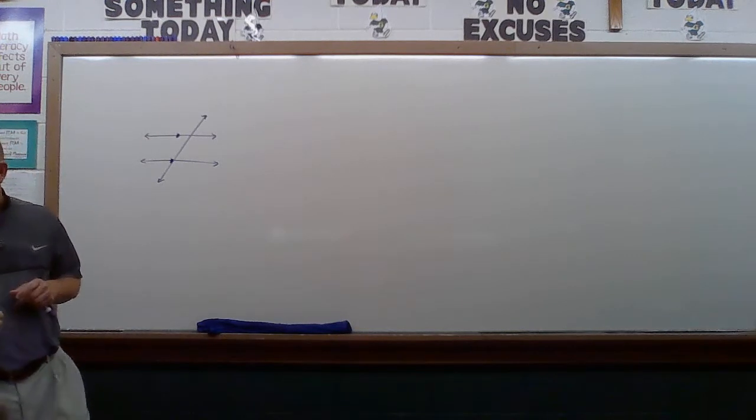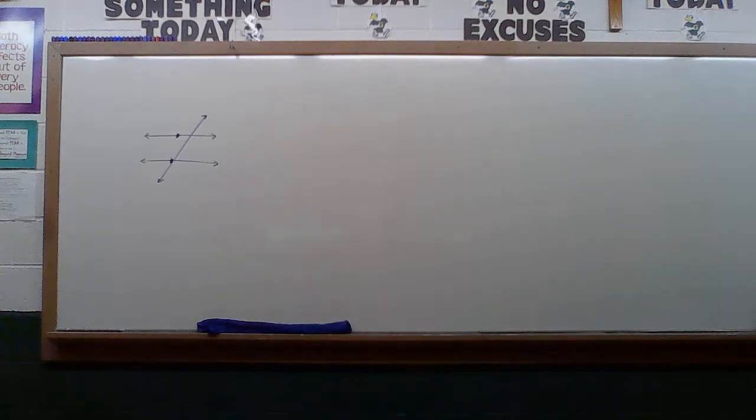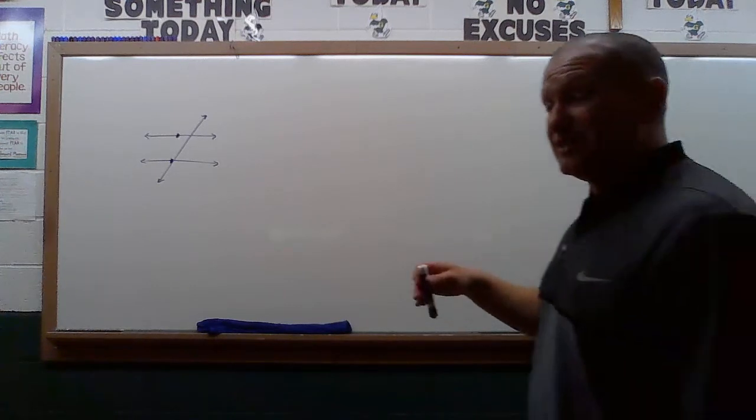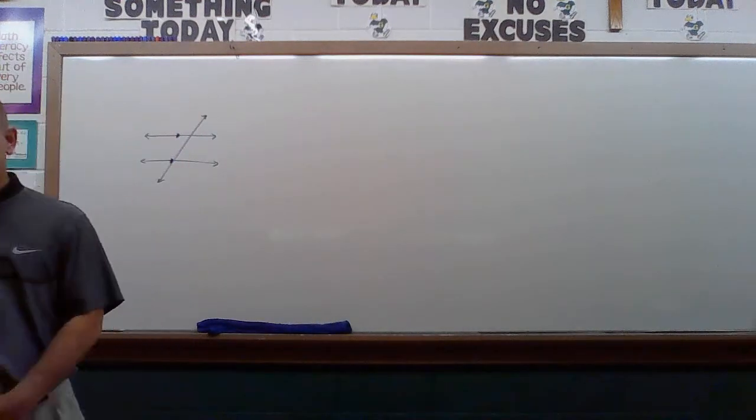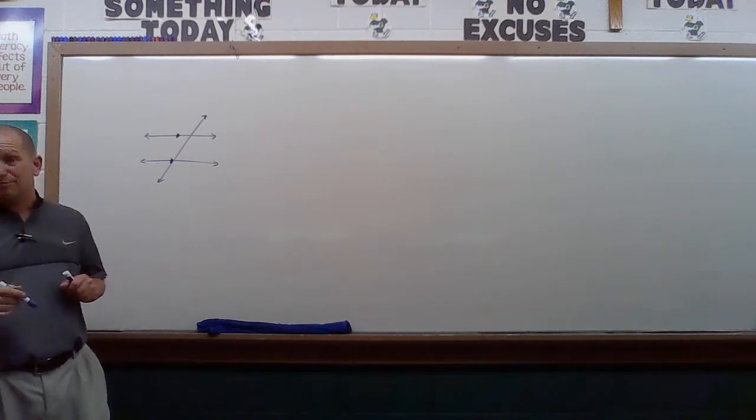Transversal. The transversal, right? Okay, so why are parallel lines parallel again? They never touch. Don't tell me that they never cross. Why? Because they have the same slope, exactly right. So they have the same slope, so they will never cross, but they're not parallel just because they never cross. It's because they have the same slope.